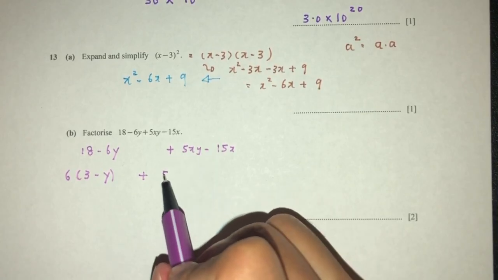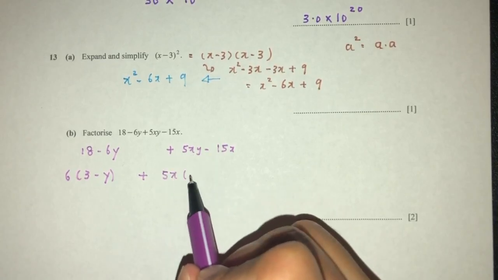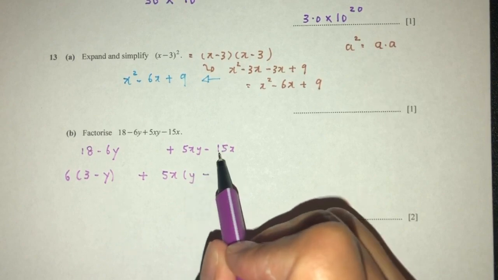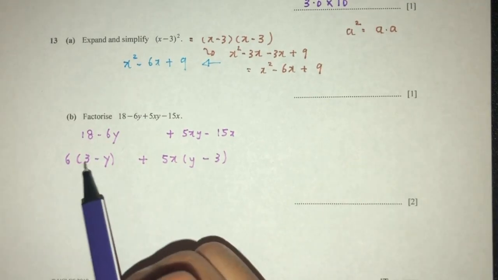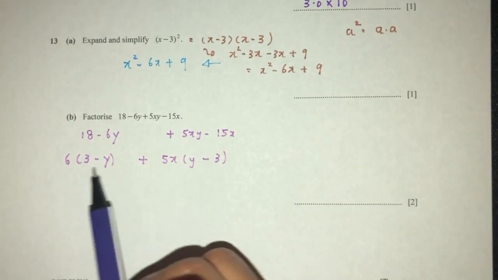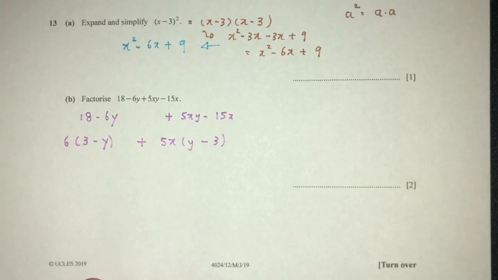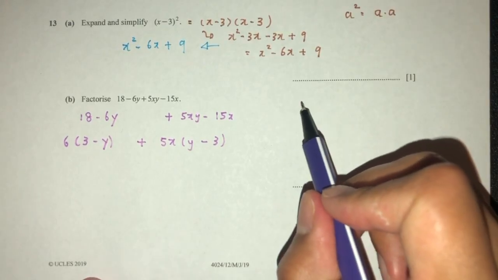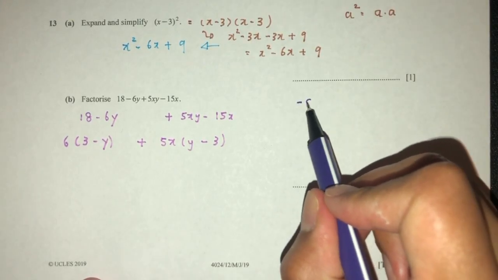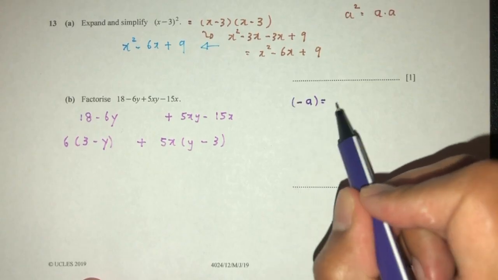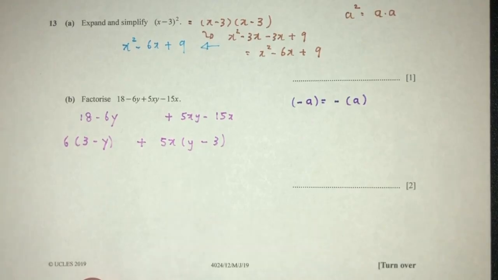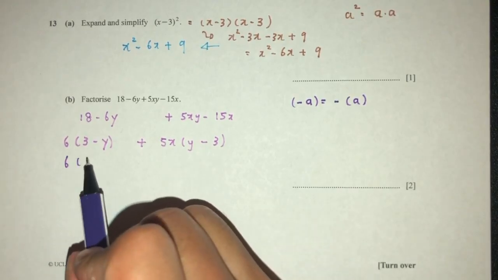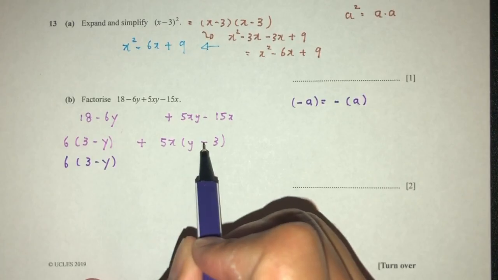Now we can see 5 is common, and x is also common. So you will have y remaining minus the value of 3. Now there's a difference here. Here we have 3 minus y, and here we have y minus 3. They are not the same, so we can change it actually. Because if you think about this, let's say if I have minus a, I can also rewrite this as minus outside times a. It is the same thing, right? So same kind of thinking here as well. We can just take out the value of minus outside.